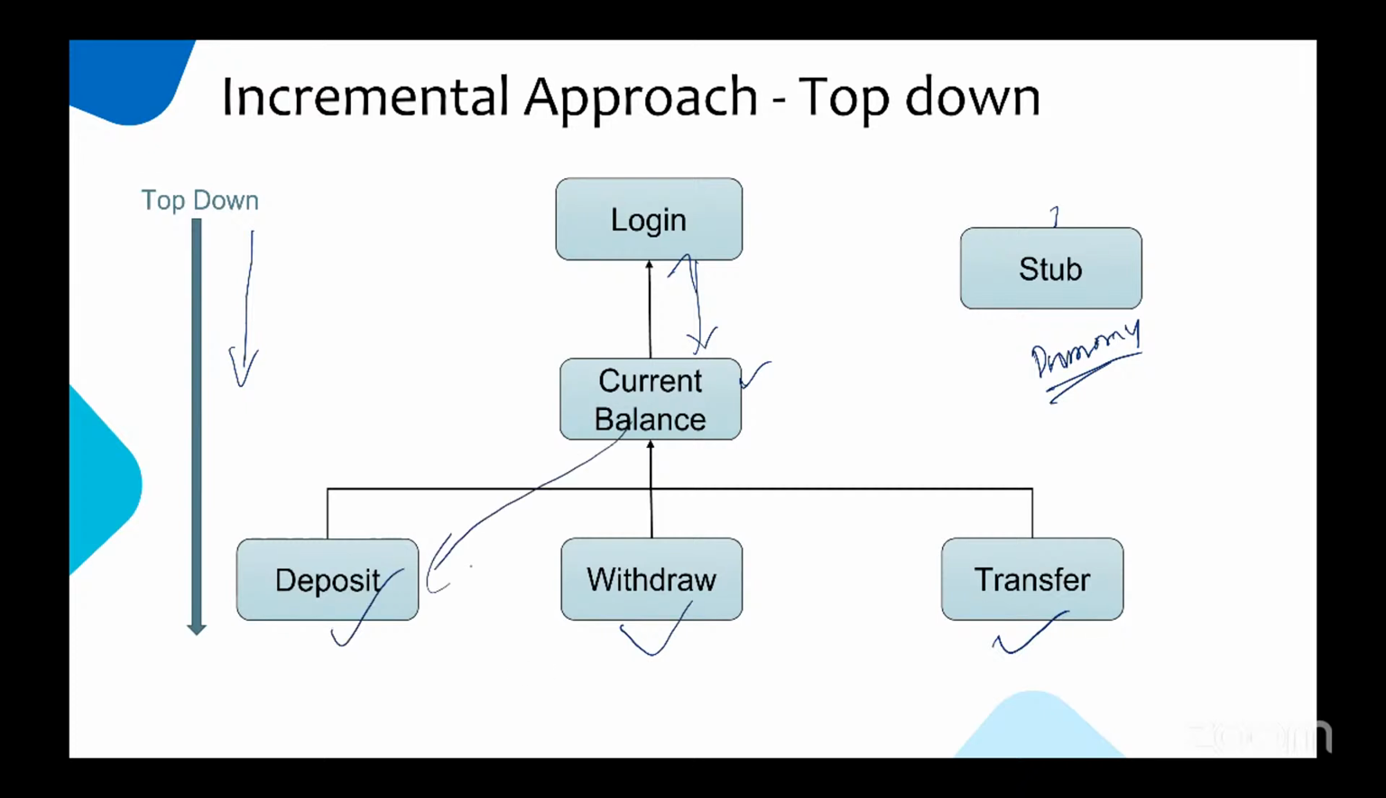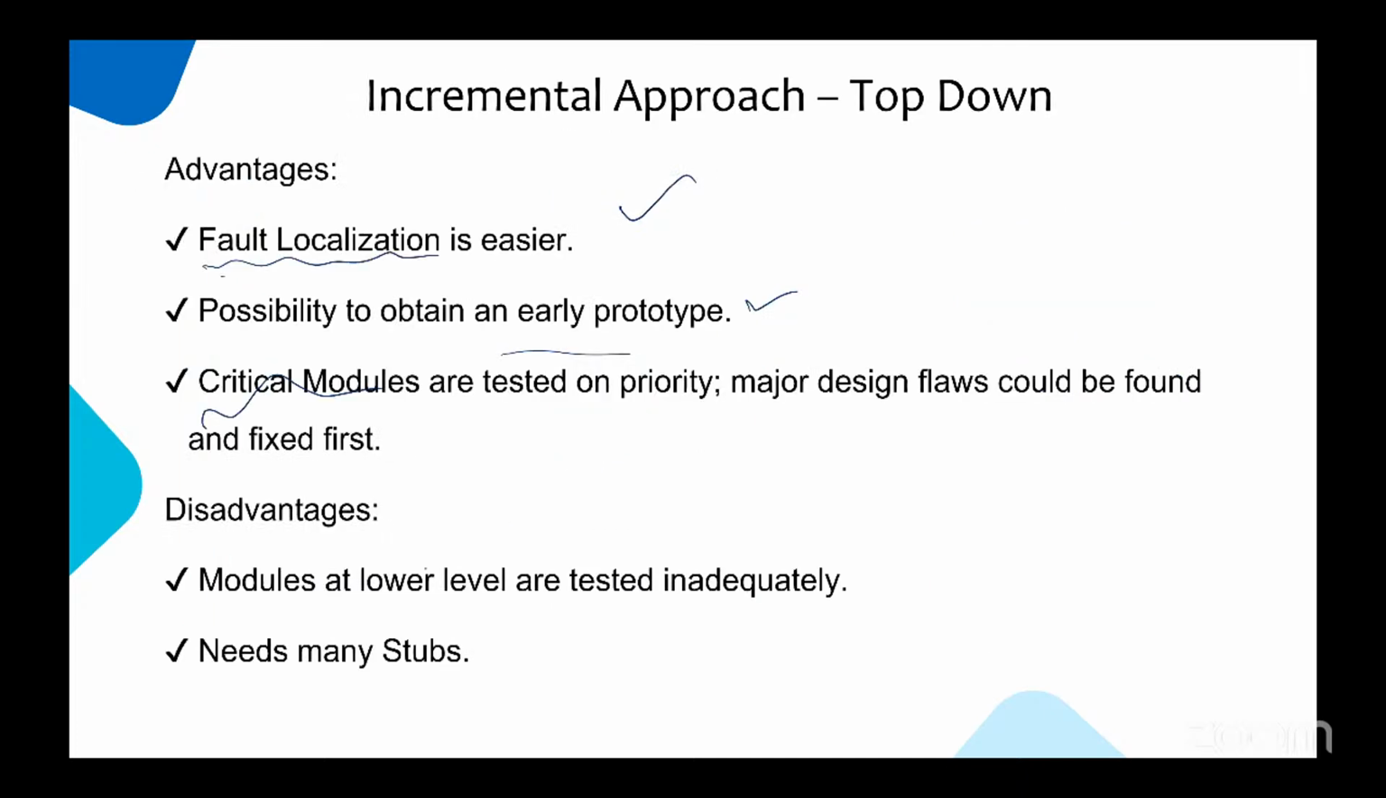So simply when they send, you call this method, it will say deposited successfully. See, the code is not implemented, but you log in, you do something, it will go and send the data. They will do a setup in such a way that yes, the data is successfully deposited, withdrawal. So it means you are able to feel it, you will have the prototype when you come with the top down. Again, here also fault localization is easier, and this is the advantage. Early prototype, we will have readily working things, and critical modules are tested with priority, so major flaws are found.